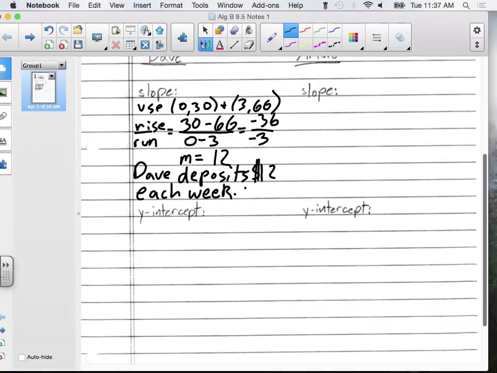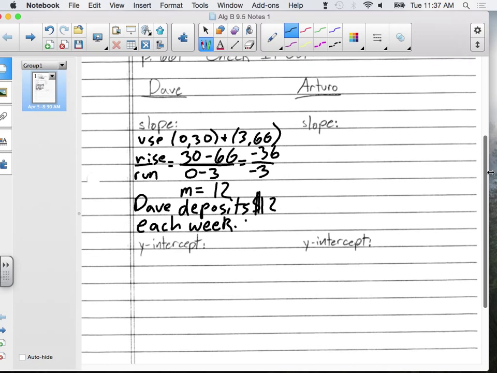That's what the slope is representing. If we look at our table, week 0, how much money is in there? Then next week, how much money is in there? So we deposit $12 and it keeps going like that, right? Just keep adding $12. So now we're on to Arturo. And Arturo is the one that's represented by the graph.